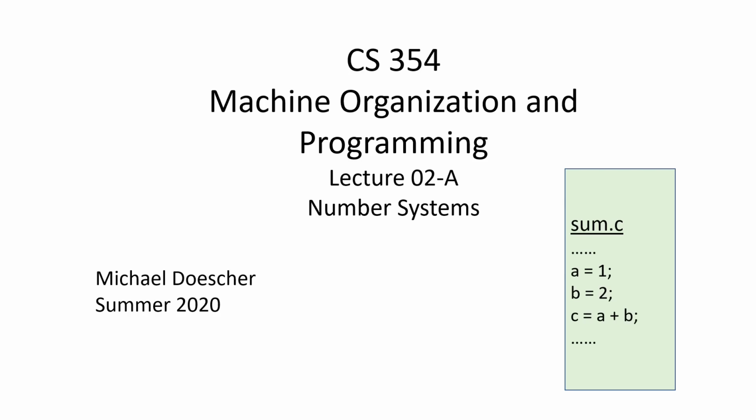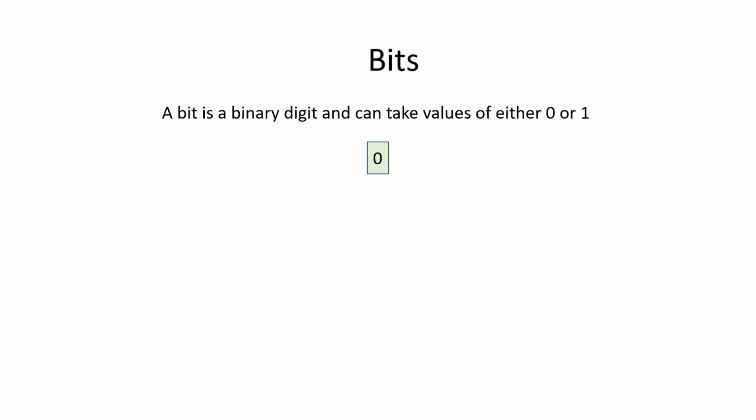So if you remember last time, we wrote this short program that just added two numbers together, sum.c. And we were using three different integers. So I want to just go right there for our start and begin talking about how we represent integers on a computer. So first off, at the lowest level, we're going to be working with bits. A bit is just going to be a binary digit. It's either going to be a 0 or a 1.